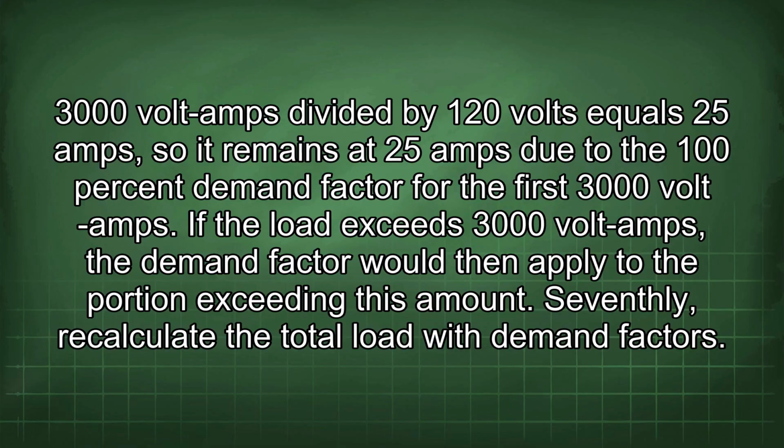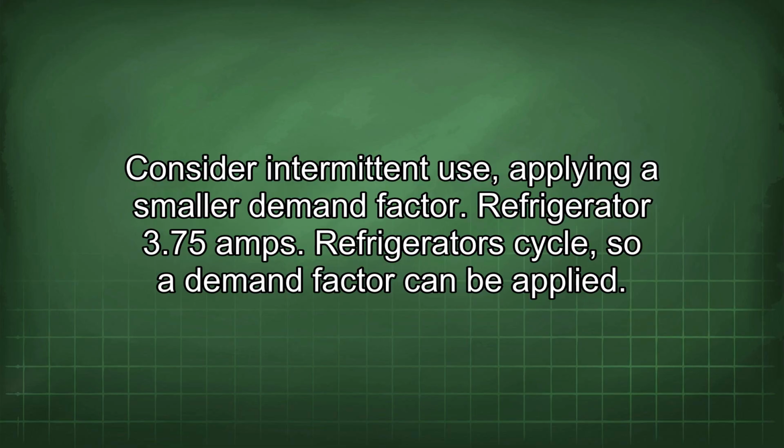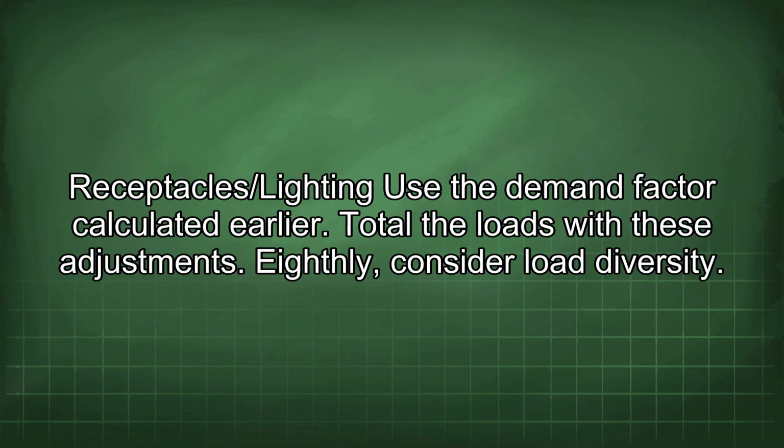Seventhly, recalculate the total load with demand factors. Air conditioner: 5.2 amps. Use 125% for continuous operation, if applicable. Microwave: 6.66 amps. Consider intermittent use, applying a smaller demand factor. Refrigerator: 3.75 amps. Refrigerators cycle, so a demand factor can be applied. Receptacles and lighting use the demand factor calculated earlier. Total the loads with these adjustments.